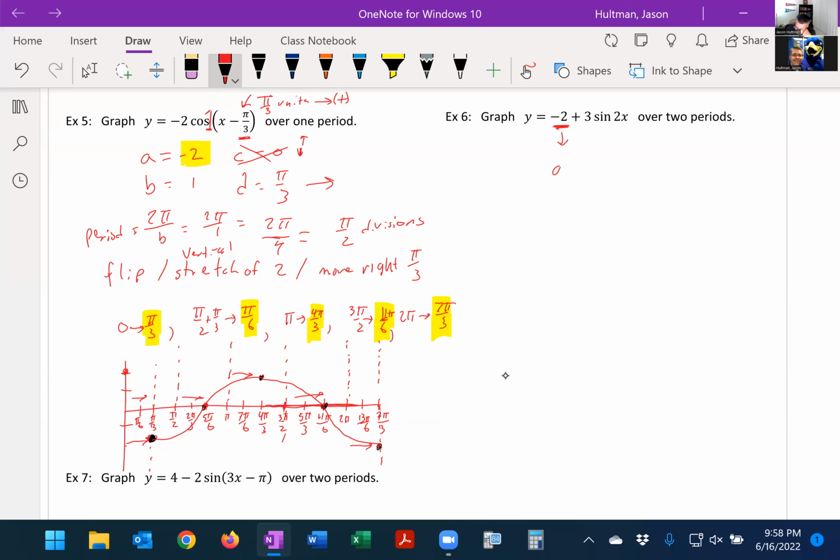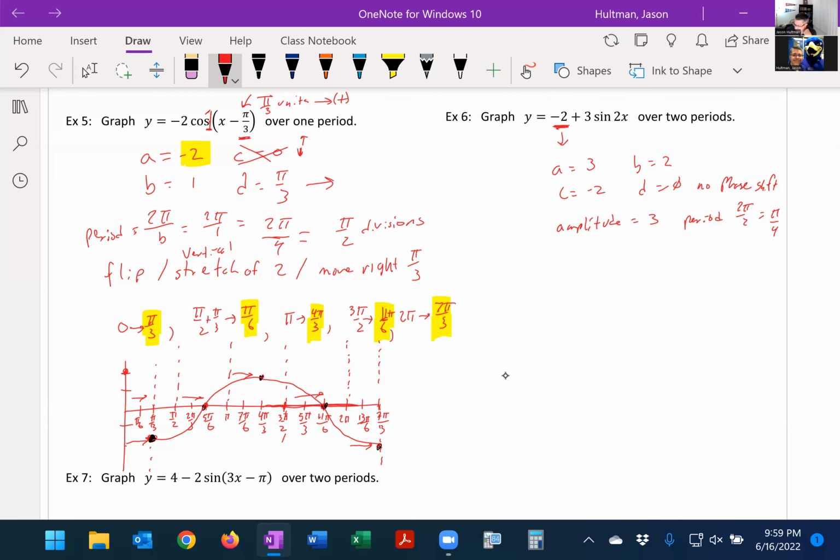Sine value, A is equal to 3, B is equal to 2, so the period is going to be reduced. The C value is -2 and the D is 0, so no phase shift. But there is a shift vertically down. Everything is going to go down 2. If we were to write this out, we would say that the amplitude is 3. The period is 2 pi over 2, which is pi.